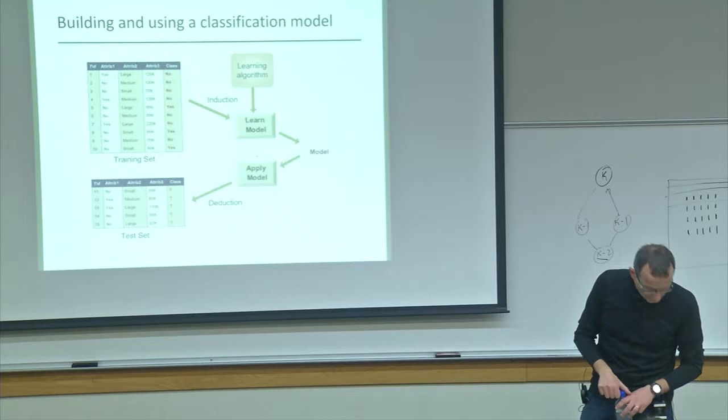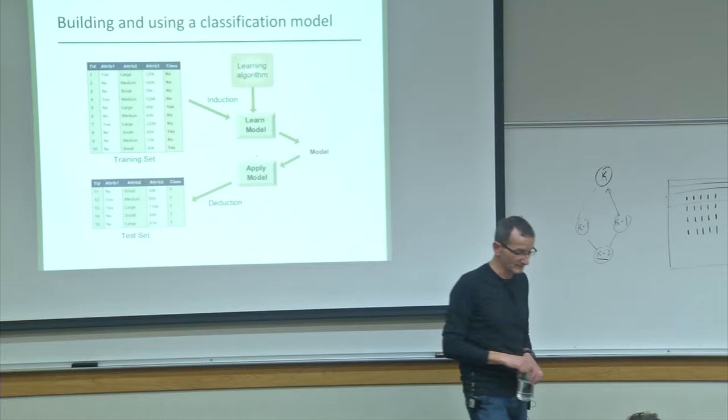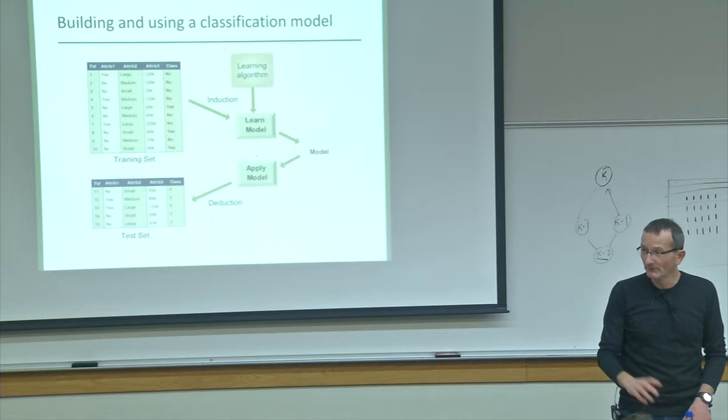I guess this classification task is to predict whether or not someone's going to cheat on their tax returns or not. Nobody in this room, of course, right?